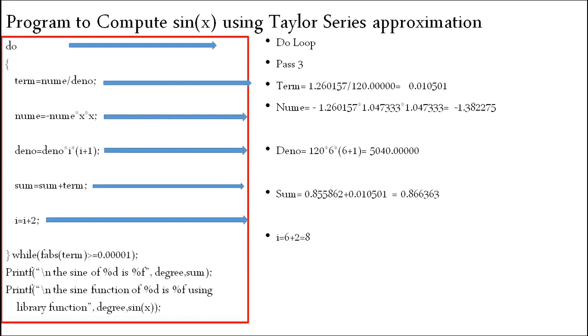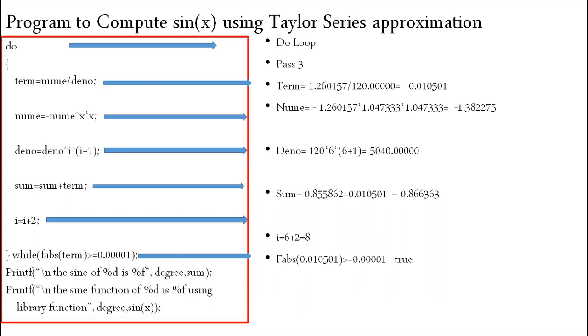Again I will be incremented. So the last value of I is 6. Now I am incrementing it with plus 2. So the value will be updated to 8. Again I'll go check with condition. So my condition says fabs of term. It's an absolute, floating absolute.